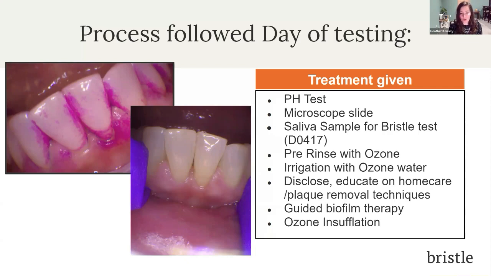So we always do our ozone pre-rinse. I always use an ozone irrigator. Going back to the water flosser, we always disclose after irrigating, and there's sticky biofilm-based bacteria that is always present even after ozone irrigation. So it is important to make sure that you water floss after your home care routine, not before.